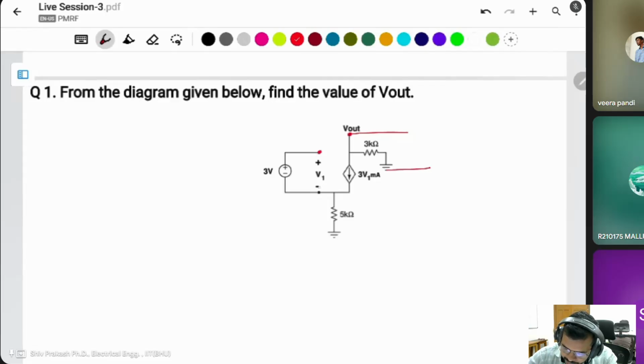This voltage is given as V1. It means 3 volt. V1 is 3 volt. Here this current is flowing like that. The same structure, it means current is flowing. This is the open circuit, then that's why there is no current flow. This current is 0, then the whole current is flowing through the ground. After that it is flowing through this ground. Current is like that.